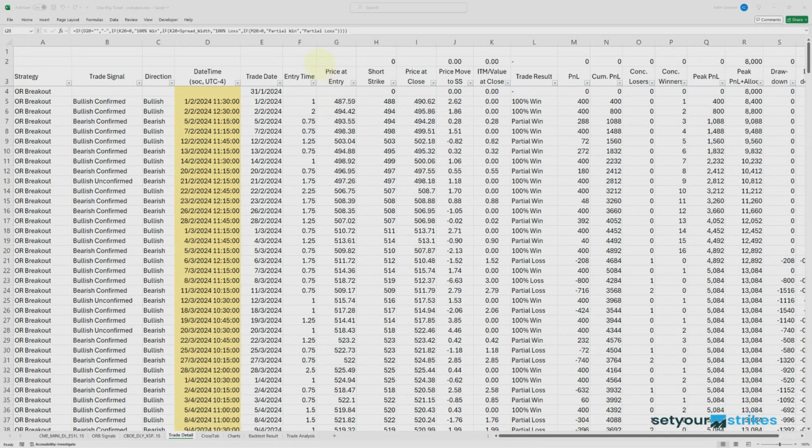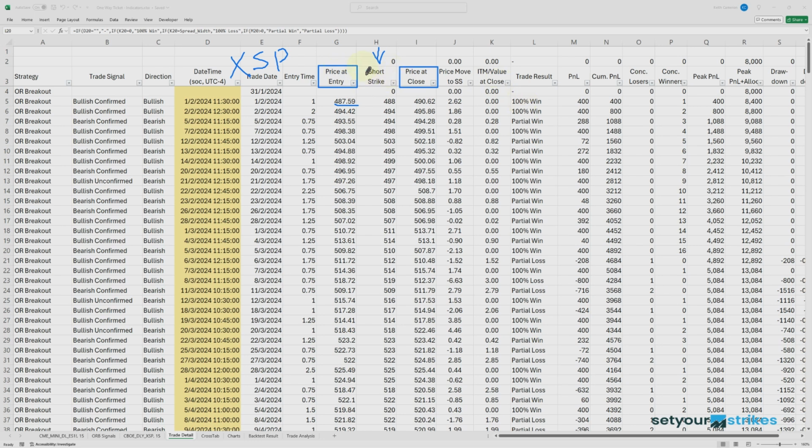We only really need two pieces of information: price at entry and price at close, and that is for XSP. So any price related information here is a reference to the XSP product. Again, that came from that chart that I showed. And so if XSP is trading at 487.59, we need to just determine what our short strike is, because that is actually the reference point for calculating our P&L.